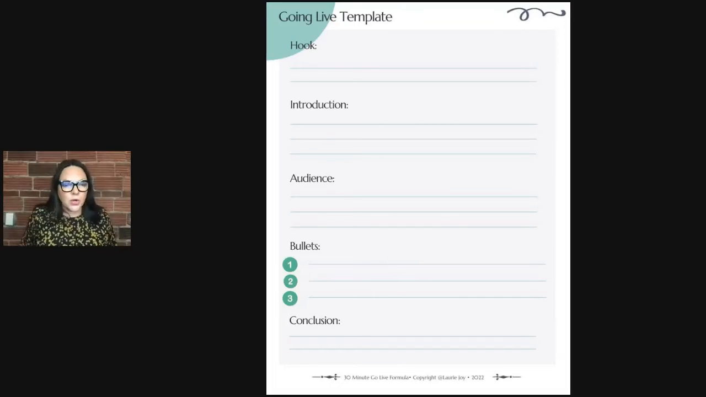Remember, you're starting with a hook, right? And a lot of times, ladies, that hook is your very title to your live. So sometimes you have to zhuzh it up. You have to Gucci it up a little bit, right? You have to say, like today, it was the going live 30-minute formula, how to attract your next best client, right? Sometimes we have to sit back and think about, what is it that I'm teaching? What is it that I'm offering?